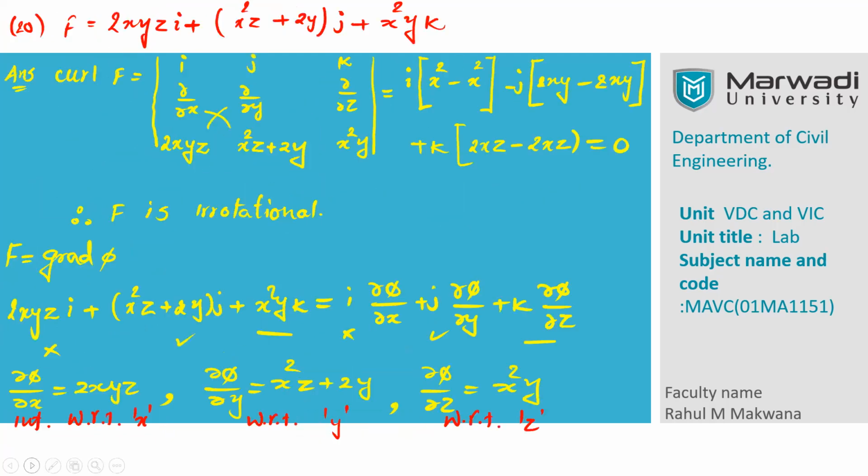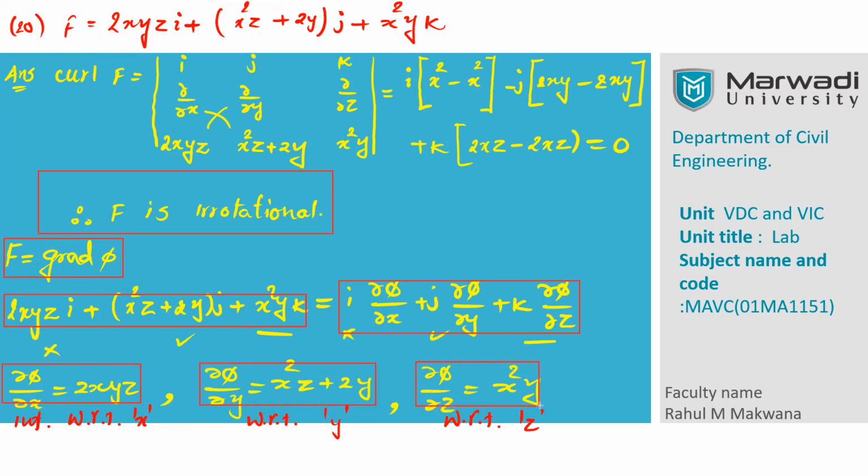See it one more time. To find the scalar potential function, first of all, prove that the given vector is irrotational, therefore the vector is gradient. Vector is equal to gradient. Comparing coefficient of i, coefficient of j, and coefficient of k. Integrating with respect to x, with respect to y, and integrating with respect to z.